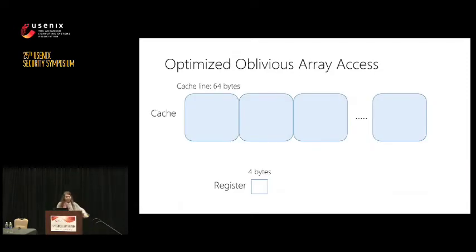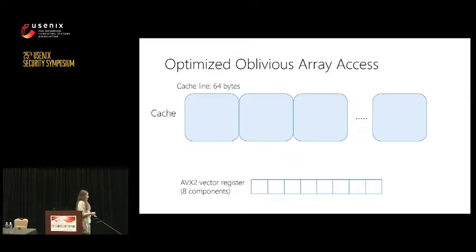So here we have the cache, where each line is 64 bytes. As we said, we assume that the observer sees only which cache line we are accessing. Then we have our registers, which are the private memory, and each register is just 4 bytes. We can read an address by loading it into the register, but from the adversary's point of view, he will only see the cache line. He doesn't see which 4 bytes out of 64 we are accessing.